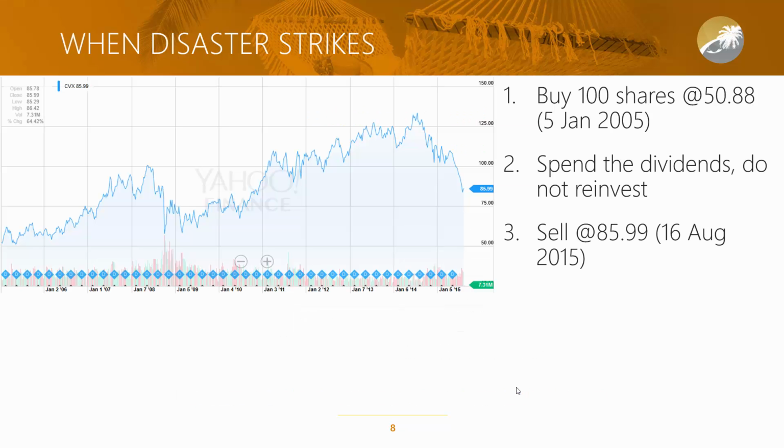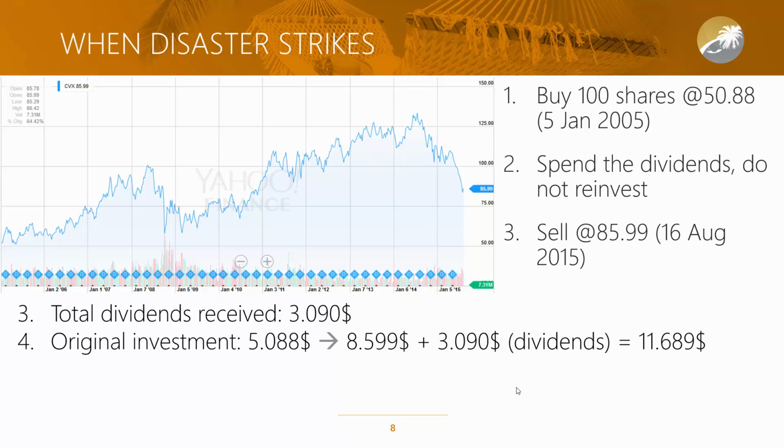And to prove that I have really not cherry-picked the best dividend stocks with the benefit of hindsight, here is Chevron, the oil giant, the stock of which gets slaughtered because of the free-falling oil prices. If you had bought 100 shares on the 5th of January in 2005 for the price of $50.88, held the shares and spent all the dividends, then sold out in August 2015, then the total dividends you received would have been $3,090. Your original investment of $5,088 would have grown to nearly $12,000, adding up the dividends and capital gains.